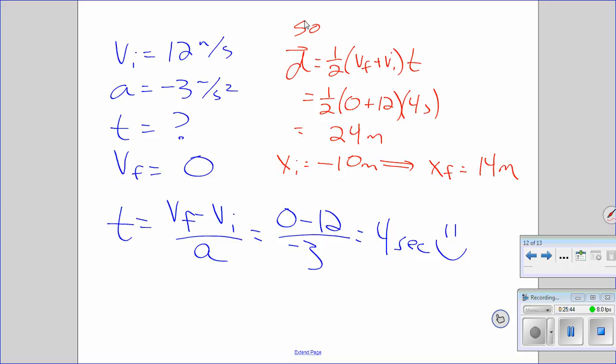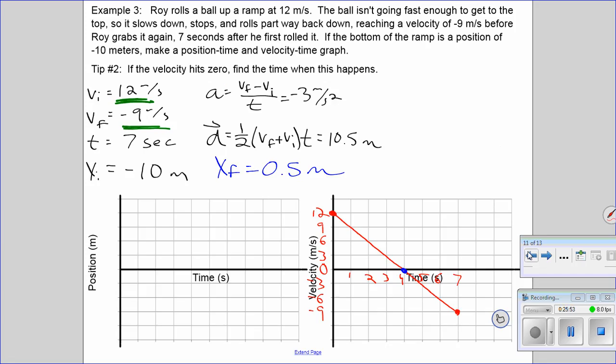All right, so that was what we needed for our graph. So let's go back. So now what I know is at the bottom of the ramp, my position is -10. And even though it rolls back to a position of 0.5 meters, there's a point in the middle there where it gets to a position of 14. And that occurs after 4 seconds. So my position axis has to go from -10 all the way up to 14.